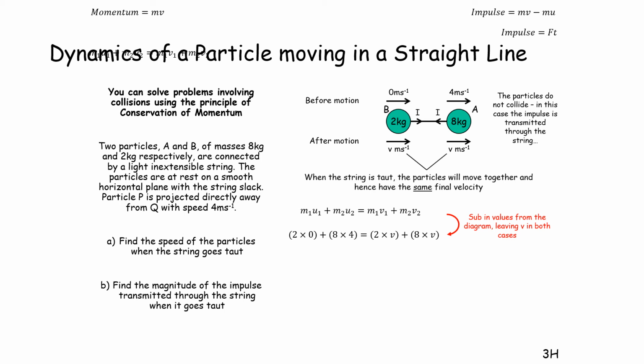So momentum before: 2 times 0 plus 8 times 4 equals 2 times v plus 8 times v. Now you could just simplify the right hand side, that gives you 10v. On the left hand side you have 32. So v is equal to 3.2 meters per second. Sorry, there's a slight error in the wording here. It's talking about A and B rather than P and Q. That's a small change.